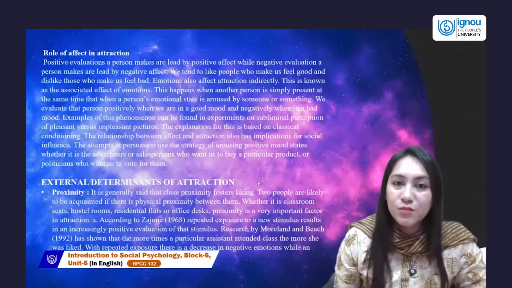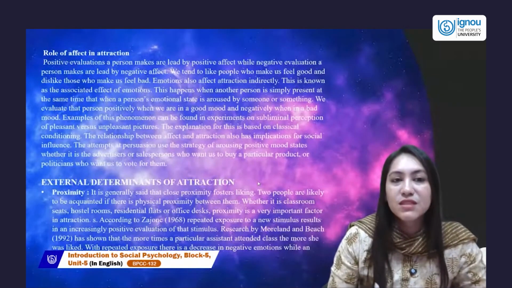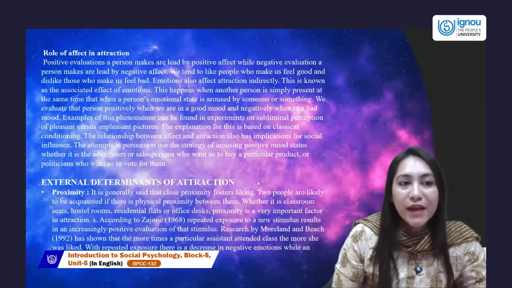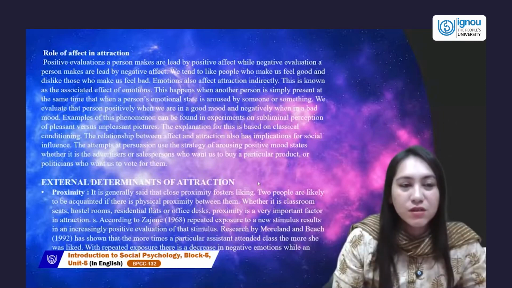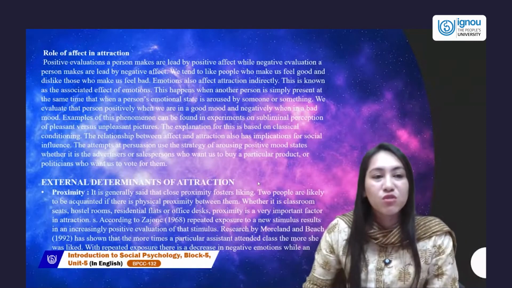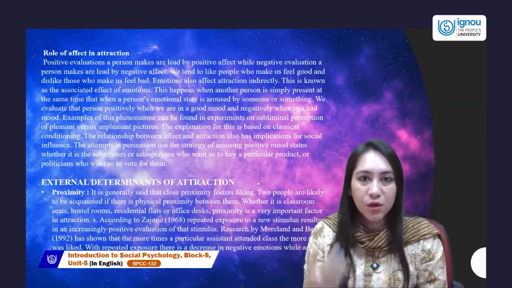This happens when another person is simply present at the same time as a person's emotionally aroused state, by something or someone. We evaluate a person positively when we are in a good mood, and negatively when we are in a bad mood, which is very true. How does your affect make changes about evaluation?